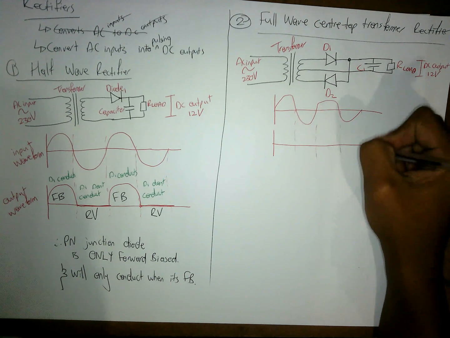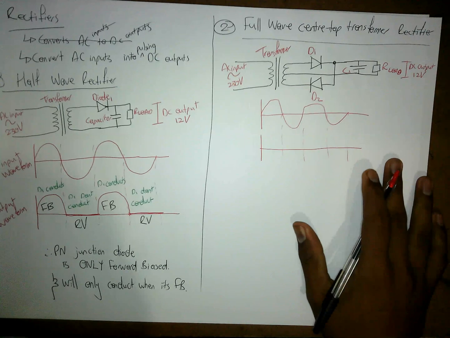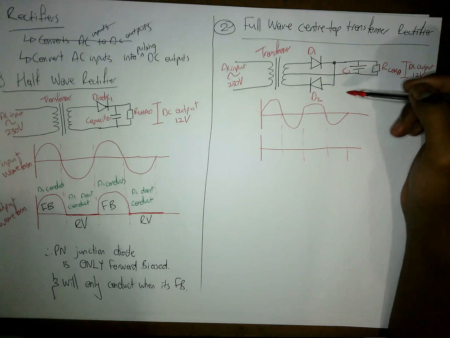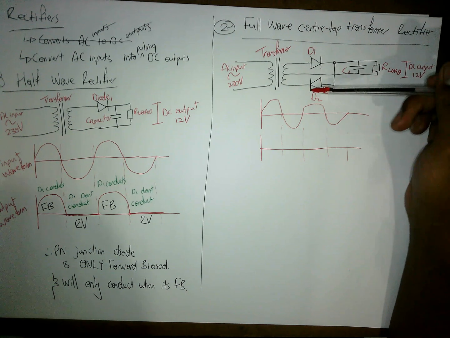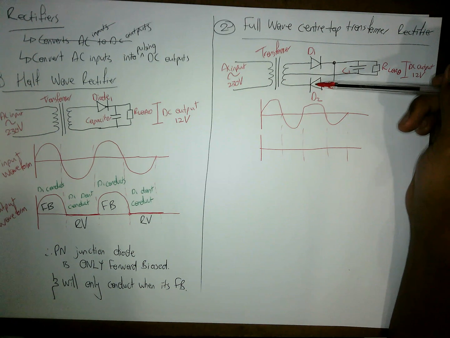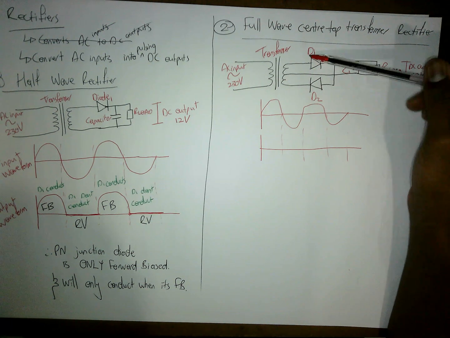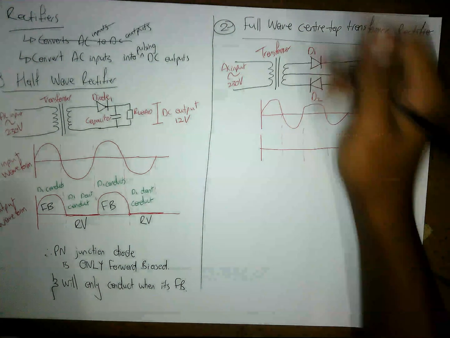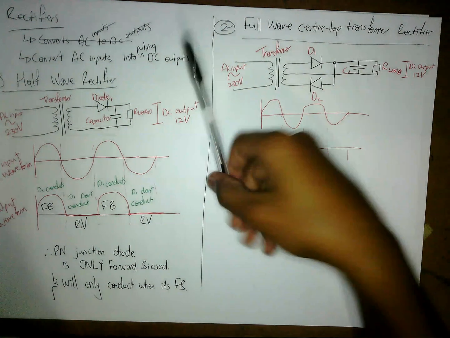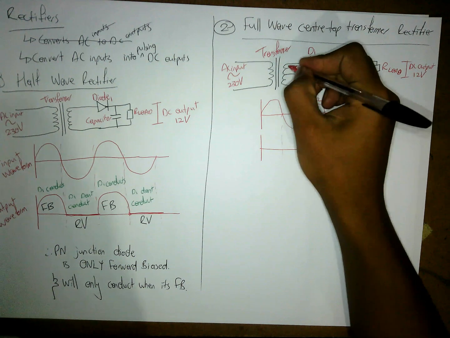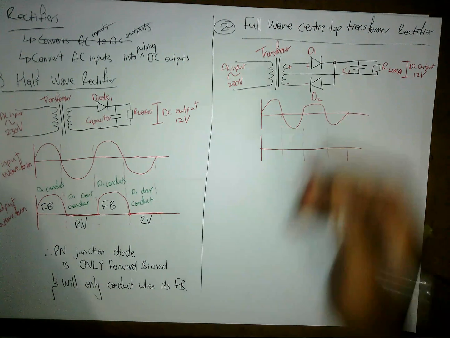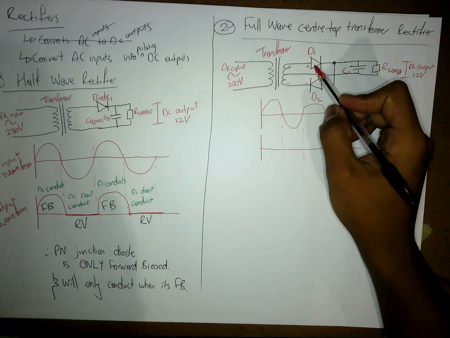So we have two diodes here in opposite directions. One will conduct when it's reverse biased, in the negative cycle. The other will conduct when it's in a positive cycle. So let me draw it like this. When it's in a positive cycle, D1 will conduct.